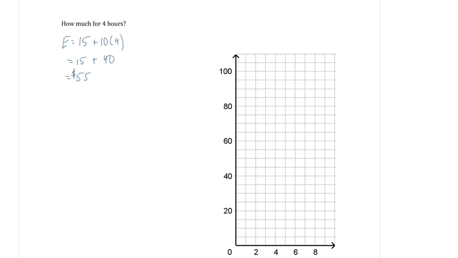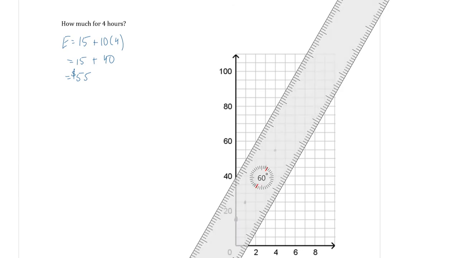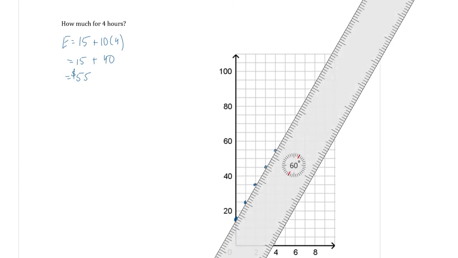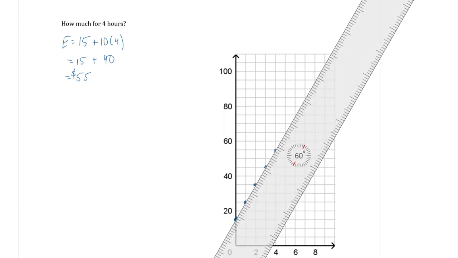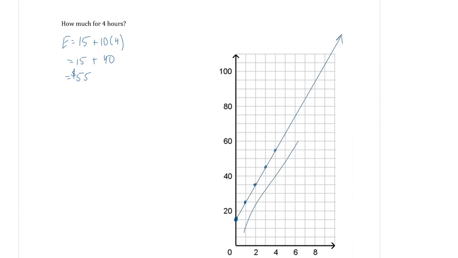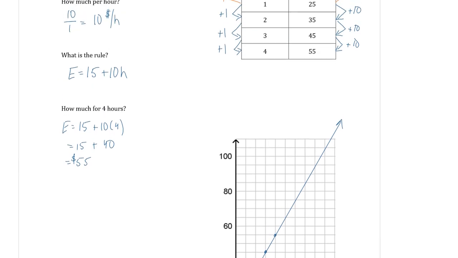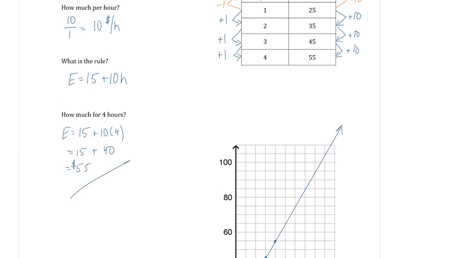So this one doesn't start at 0, it starts at 15. And every time I go over 1, I'm going up $10. Up $10, up $10, up $10, and so on. Okay, and again, I like to do my line all the way through past the edge of the grid, not just stopping at the last dot that I drew. And I could get the answer to my question from the graph, but I don't know why I would do that because I've got it in the table, or finding it from the equation.